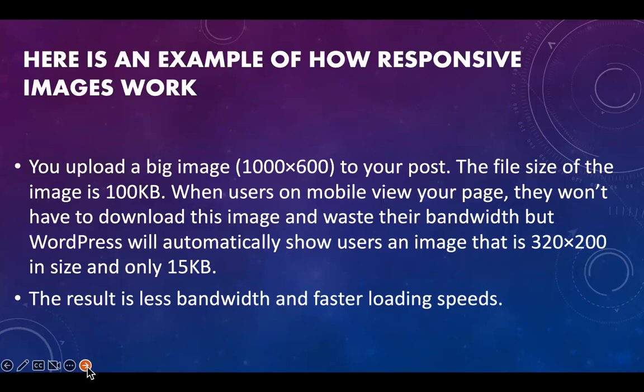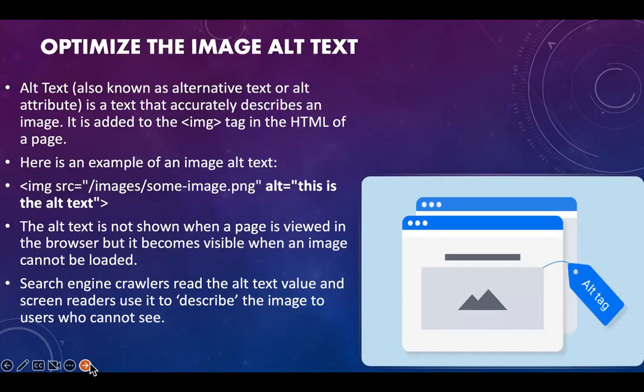So here is an example of how responsive images work. Number one, you upload a big image to your post. The file size of the image is that big. When users on mobile view your page, they won't have to download this image and waste their bandwidth. WordPress will automatically show users an image that is smaller in size, and this results in less bandwidth and faster loading speed.